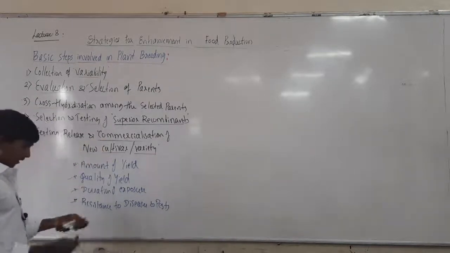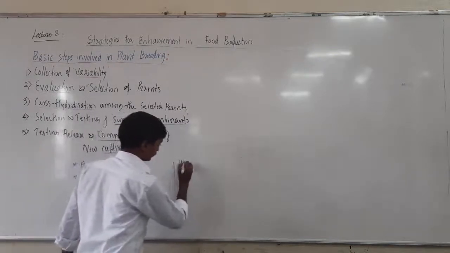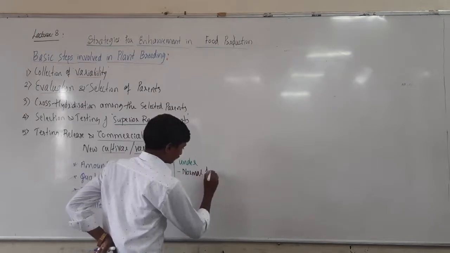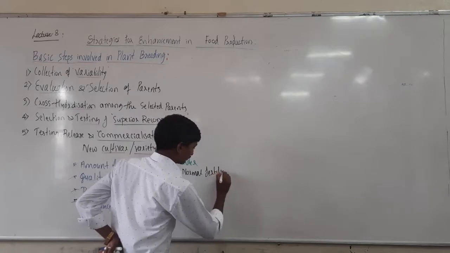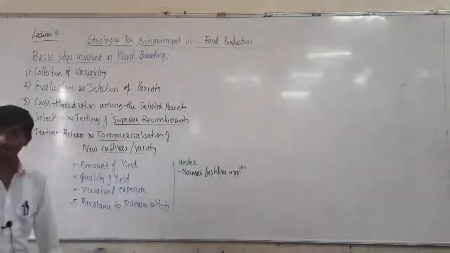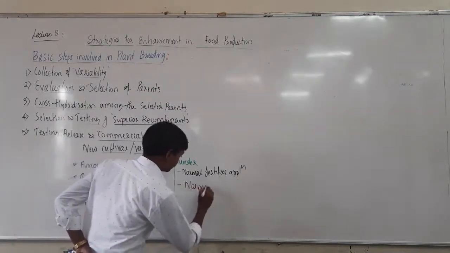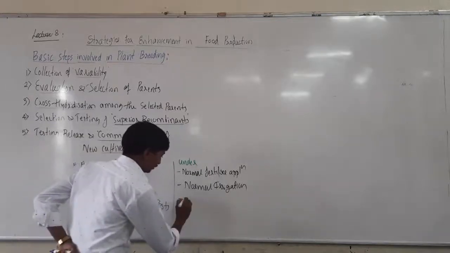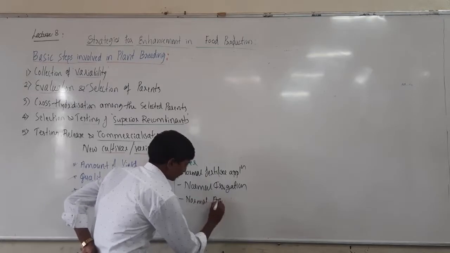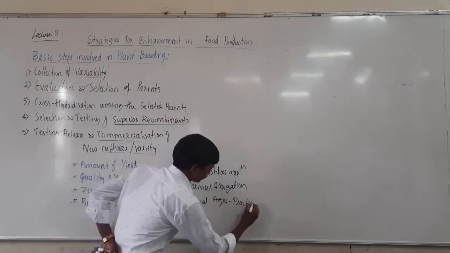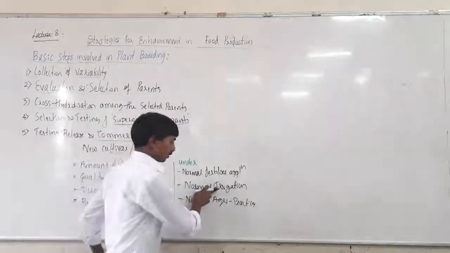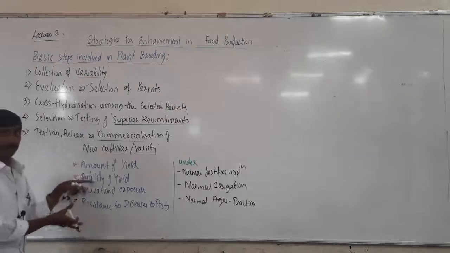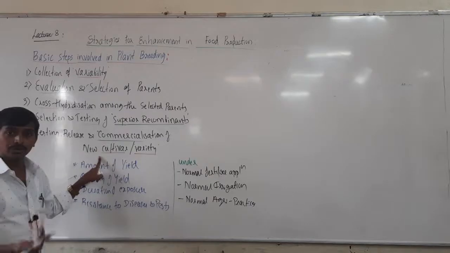And these will be observed under the conditions like normal fertilizer application, normal irrigation, and normal agricultural practice. Means whenever all the agricultural practices are normal, water, fertilizer, under the normal condition, if these characters are present in the plant, then it will be released as a new variety.